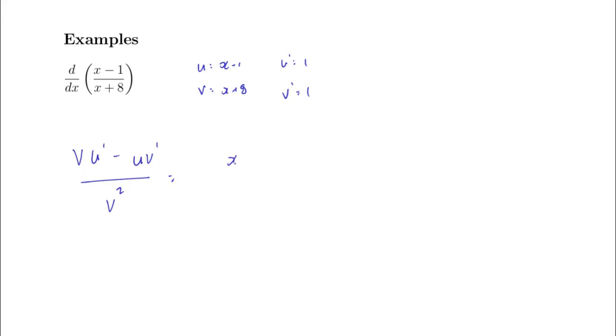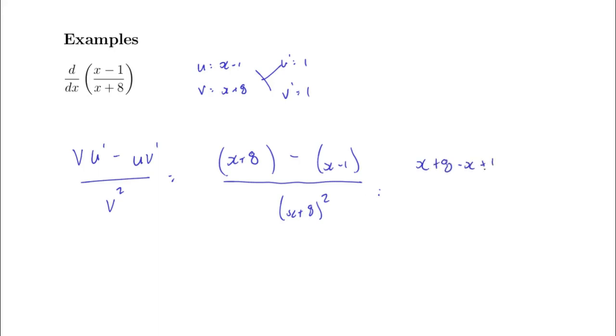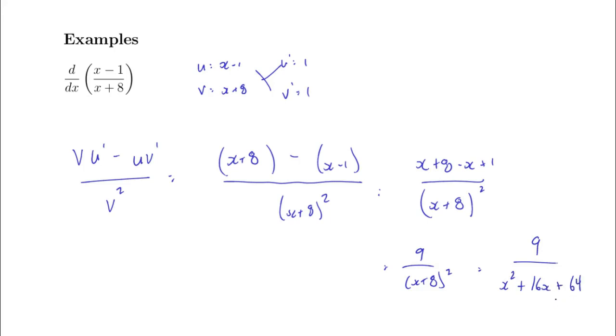Okay, let's fill it all out. x plus 8 times 1 minus x minus 1 times 1. That's these pieces here. All over x plus 8 squared. So this is x plus 8 minus x plus 1 all over x plus 8 squared. That's going to be 9 over x plus 8 squared. And I'd probably just leave it like that, although again, you can multiply that denominator out if you'd like. So this is going to be 16x plus 64? Yeah, 8 times 8 is 64. So that's what we've got.